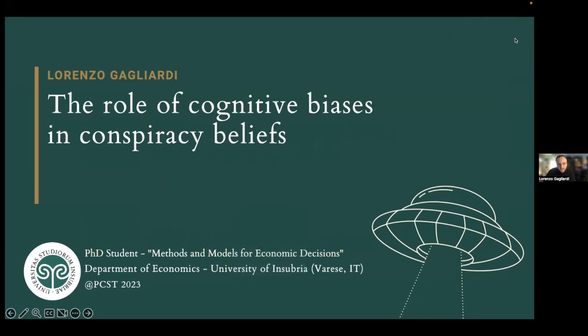Right? Okay. So I'm Lorenzo Gaiardi. I'm a PhD student from the University of Insubria, and I study the cognitive foundations of conspiracy beliefs. Basically, this presentation is about a work that I'm doing that summarizes and proposes a framework to organize the results about the role of cognitive biases in conspiracy beliefs. But let's start from some basics.